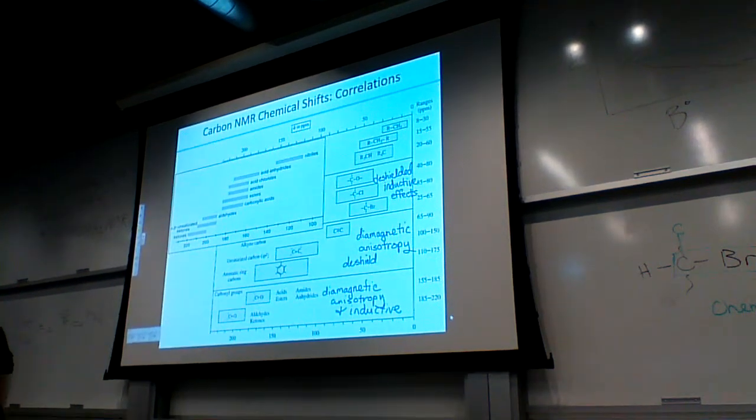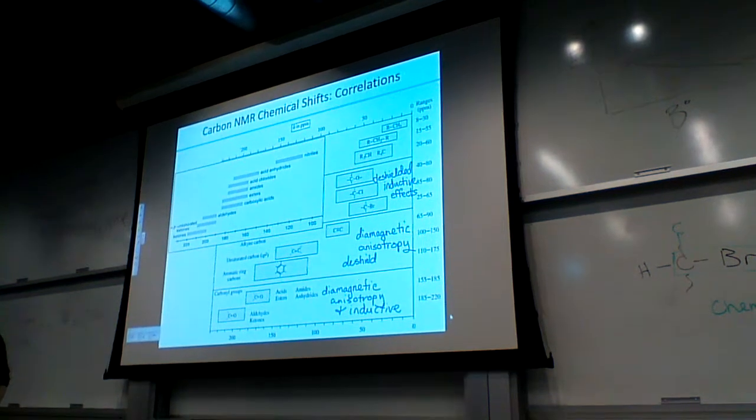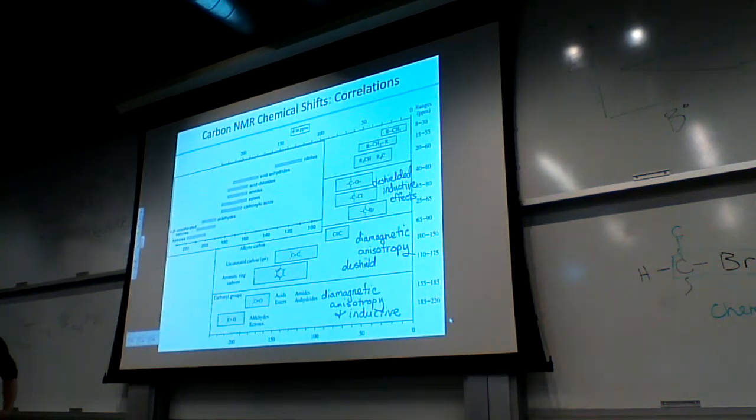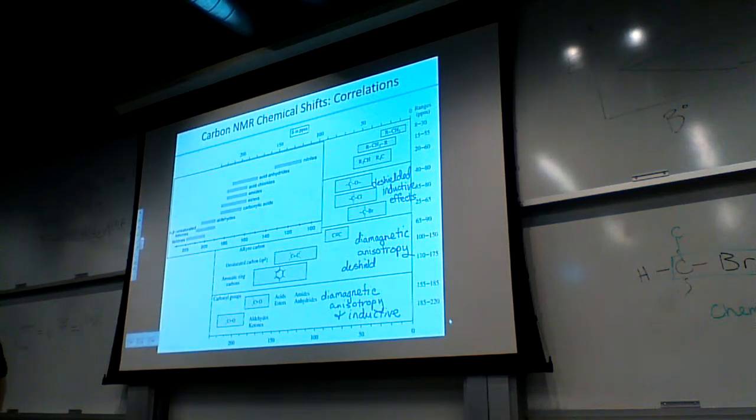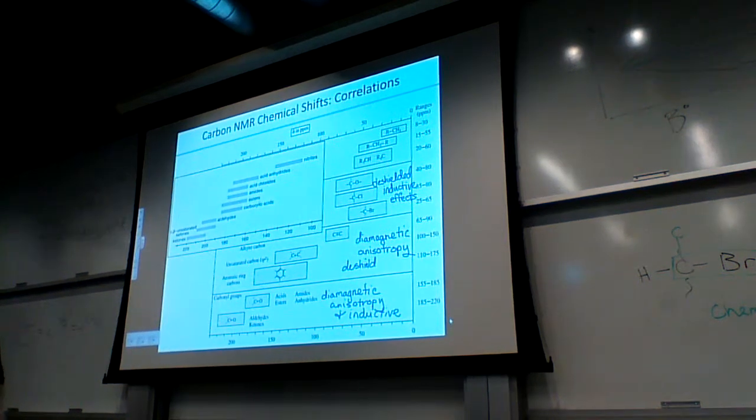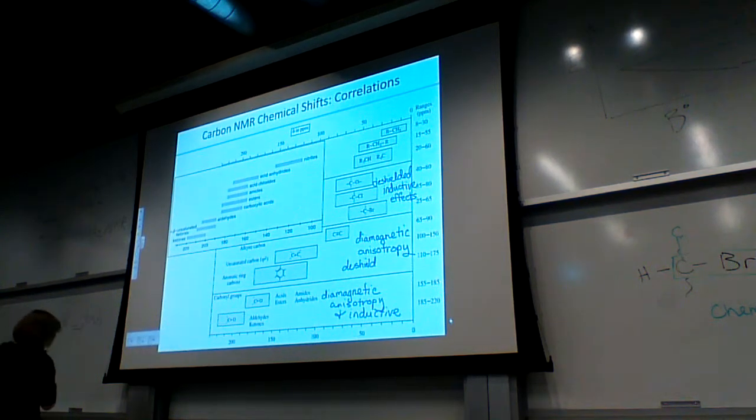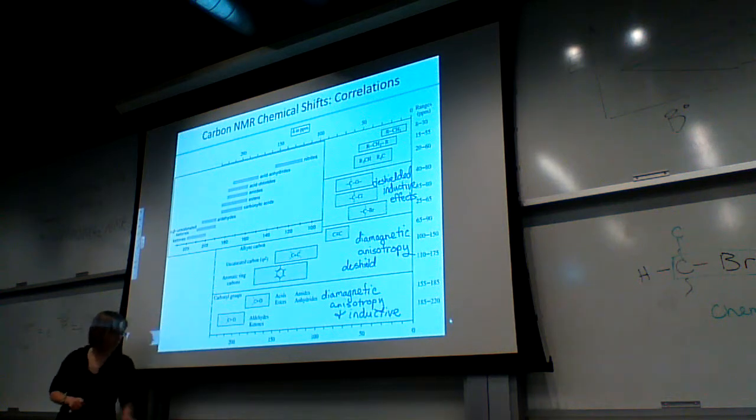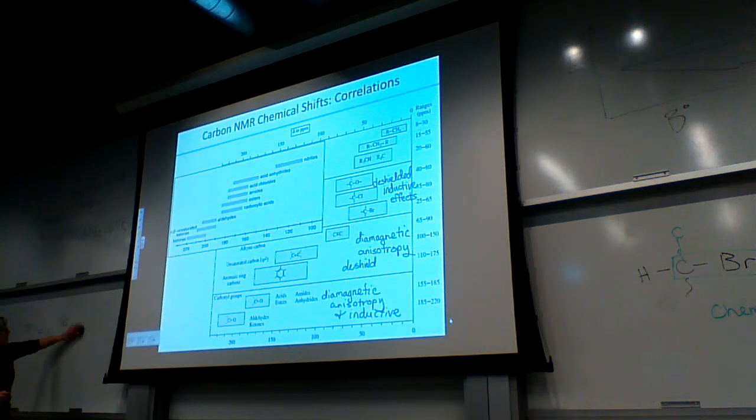Can you explain why the triple bond is at 65 versus the double bond? I mean, intuitively, it would seem like it would be a stronger effect. Remember when we were talking about the protons, we went in the opposite direction in terms of the magnetic field?